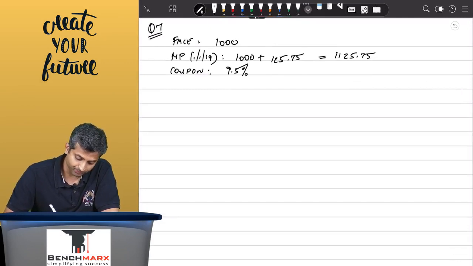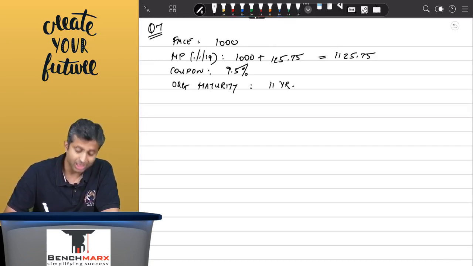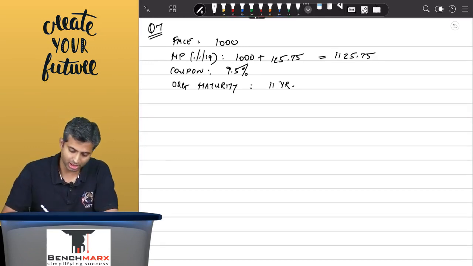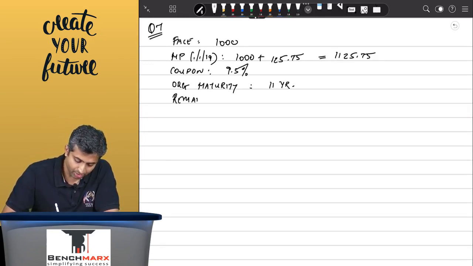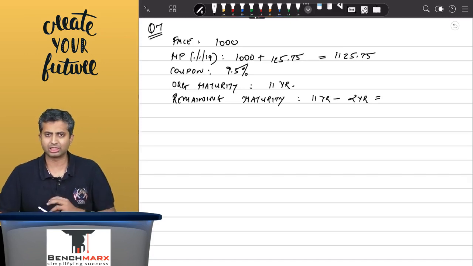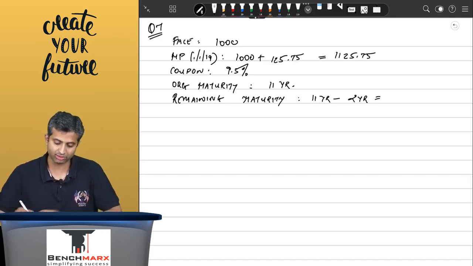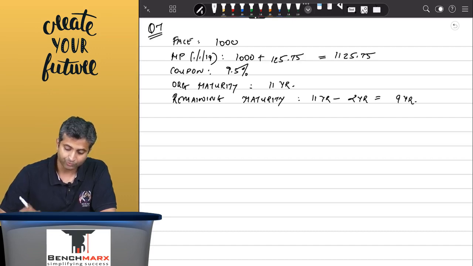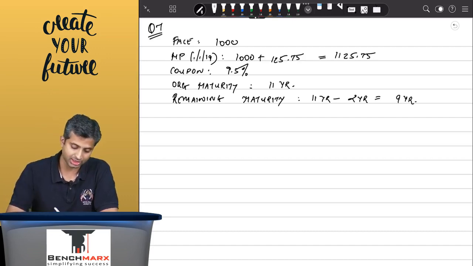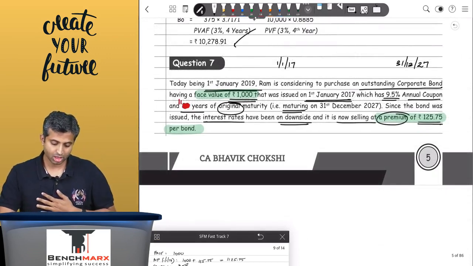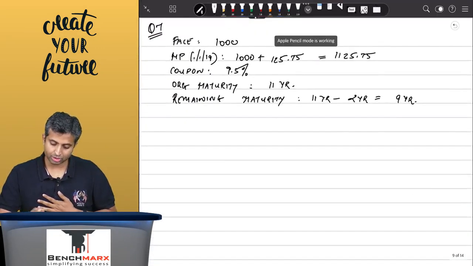And now comes the maturity. So over here, your original maturity seems to be 11 years. However, for Ram, is he going to get the cash flows for 11 years? No. You will look at the remaining maturity. The remaining maturity over here will be 11 years, and out of these 11 years, 2 years have already gone by. The years 2017 and 2018, 2 years have already gone by, and hence you still have 9 more years remaining. So the remaining maturity, let us say, is 9 years.